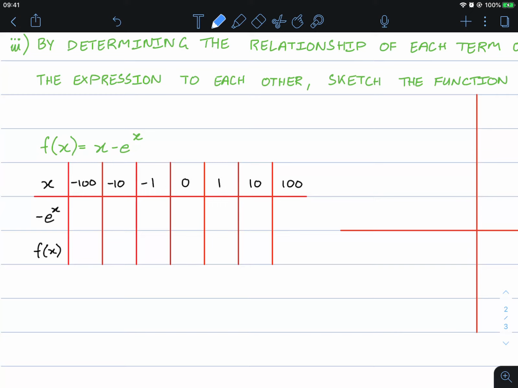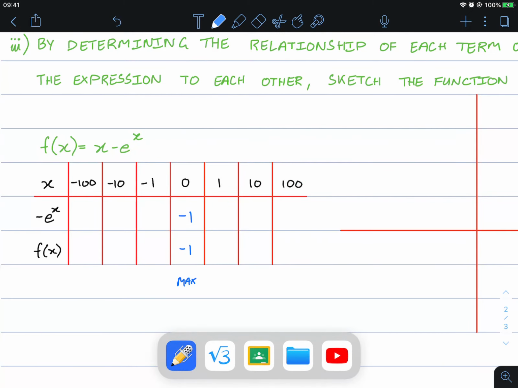We already know that this is going to be -1, and that's going to be 0, -1, because this here is our maximum. So this is -1, this is our max. But now let's take a look at what happens as e to the x goes to positive infinity. So let's think about this.